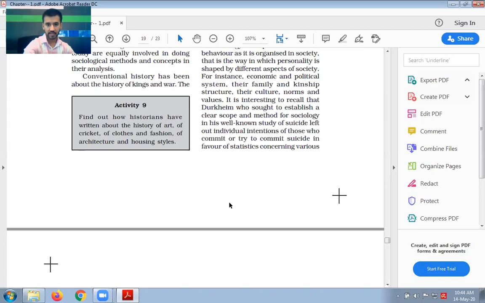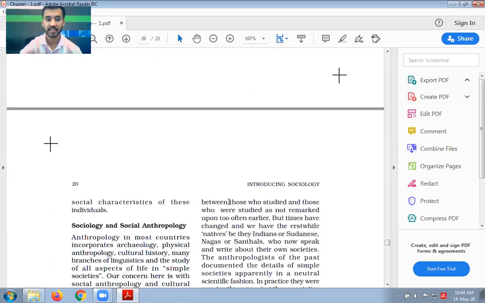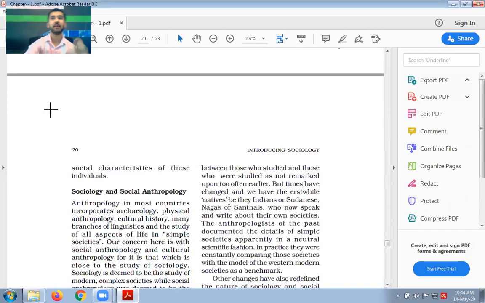Emile Durkheim explained this, who studied our society, right? It's very important, it comes in the form of MCQ, that which sociologist studied the society. So Emile Durkheim studied the society, right, in which he tried to understand the sociological perspective, sociological imagination, or sociological side or dimension of the society, right?